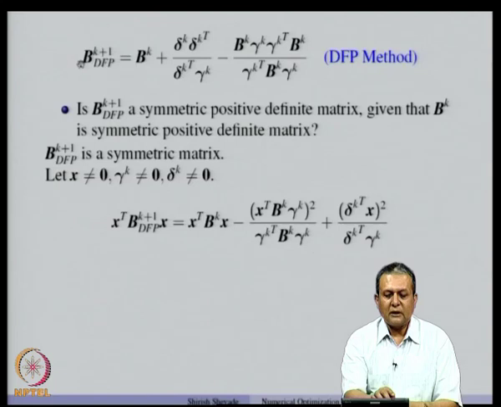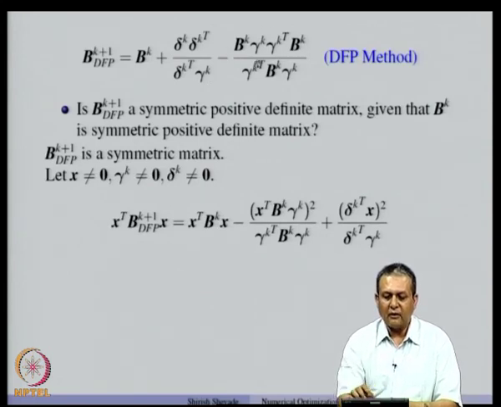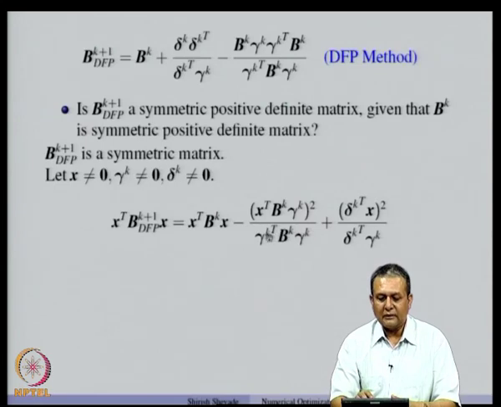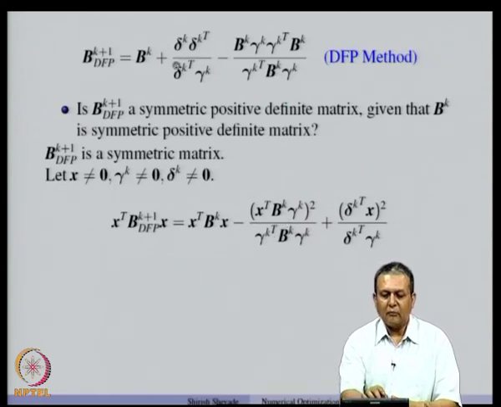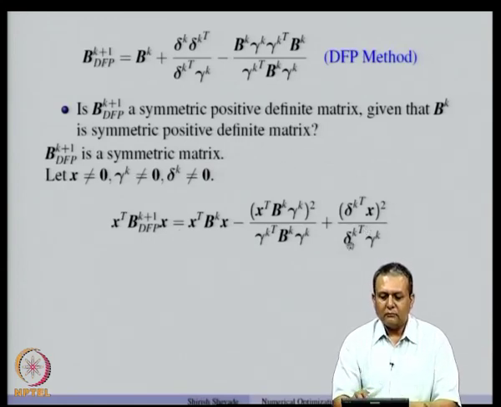Now, if we write x transpose B_{k+1} x, so that will be x transpose B_k x. I have just brought in the third term as the second term here, and the second term becomes the third term in this case, just for convenience. So, this quantity on the right side is basically x transpose B_{k+1} x.